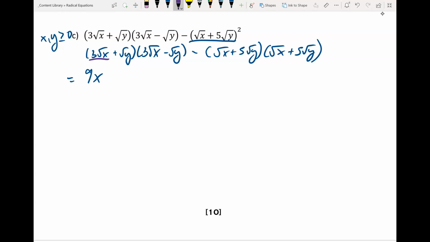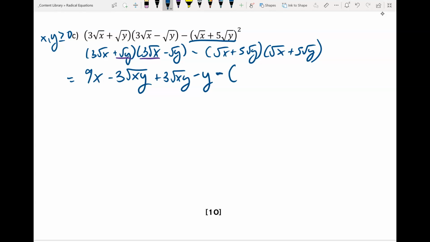Now we have 3 root x multiplied by negative root y. Our coefficient is negative 3, coming from the 3 and the negative 1, and then we're going to multiply x and y for the radicand part. Next we have root y times 3 root x, which is positive 3 root xy, and then we have root y times negative root y, which is just negative y. So that one's done. Moving on to the next one.